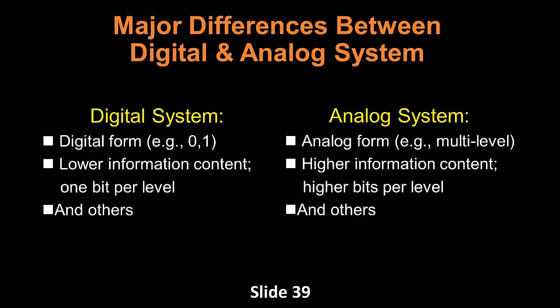On the left-hand side, we see the digital form, for example, you have 0 and 1. On the right-hand side, the analog system has multiple levels. The digital system has lower information content, 1 bit per level. The analog system has high information content, higher bits per level, and there are other characteristics as well.